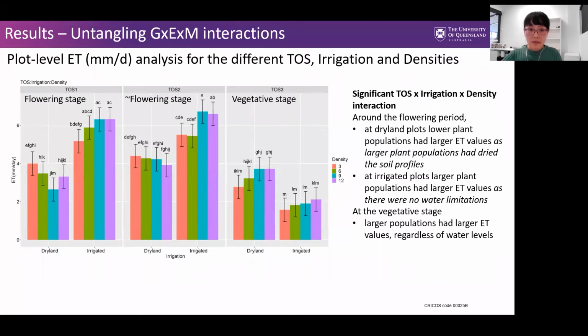Well, the opposite was true at the corresponding irrigated treatments, in which the larger plant population densities generally had larger crop water use at plot level. It's because there were no water limitations. And at the vegetative stage, generally larger plant population densities had larger crop water use at plot level.